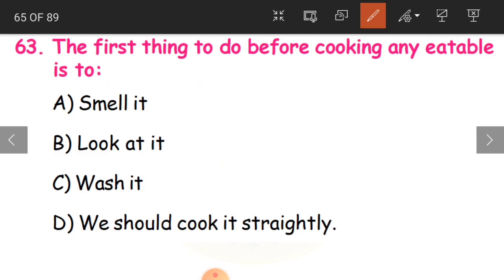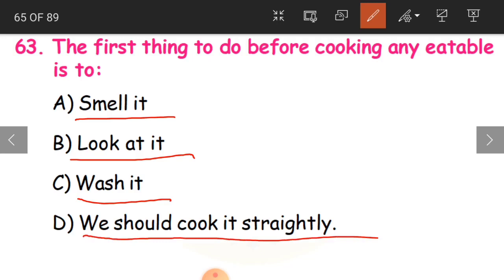Now, 63rd question. The first thing to do before cooking any eatable is to. So before you cook anything, it may be vegetable, it may be pulse, it may be rice grains, any substance, before cooking it, what do you have to do? You have to smell it, or look at it, or wash it, or we should cook it straightaway. And the answer is wash it. So you have to wash it.